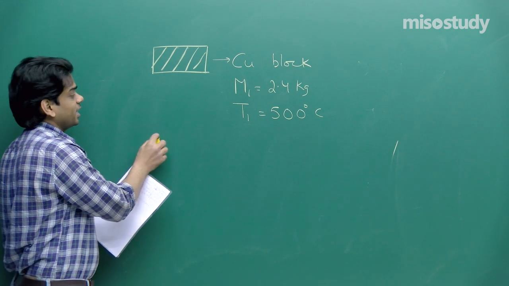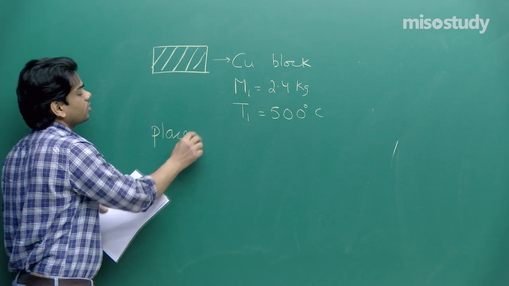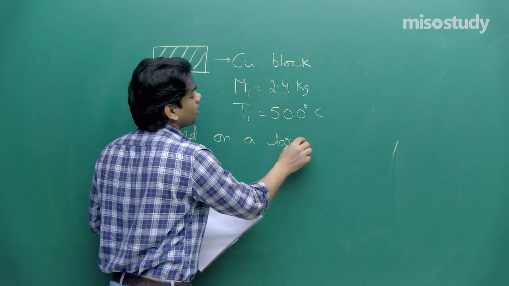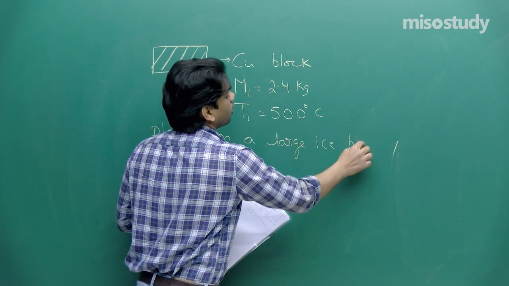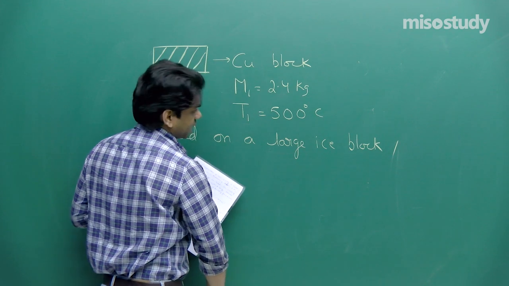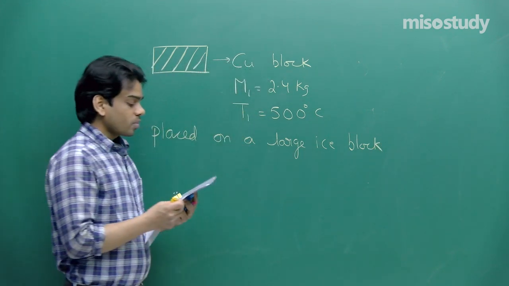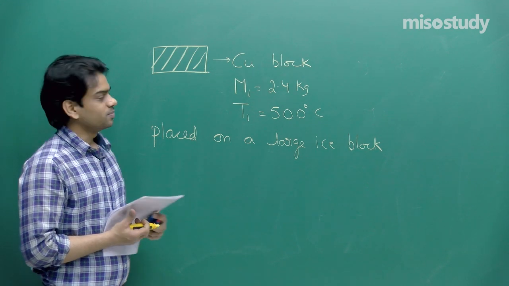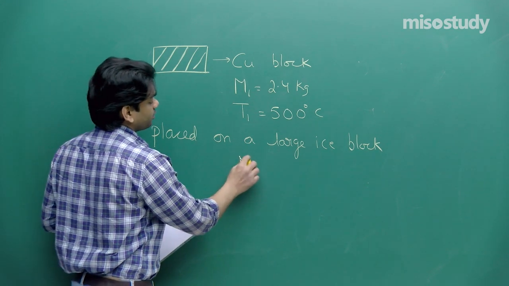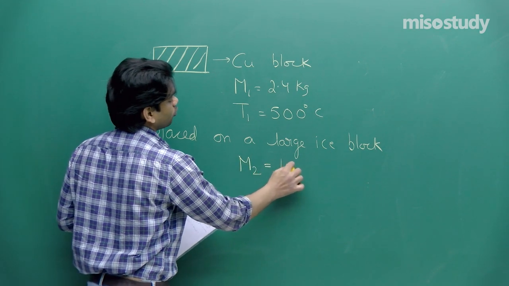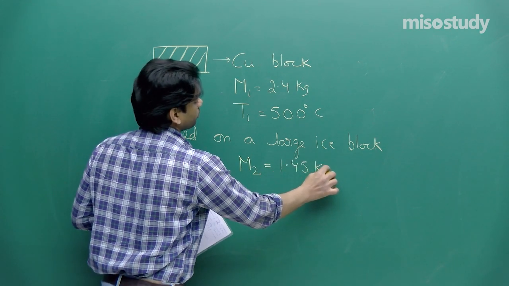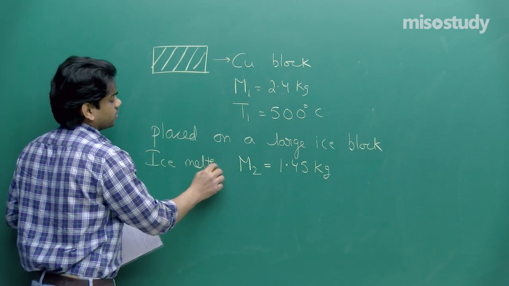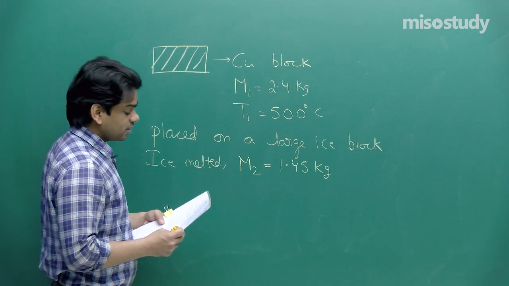Now, after heating, it is placed on a large ice block. This is what has been provided to us. Let's go ahead. The amount of ice melted is found to be 1.45 kg. Ice melted, so let me write M2, ice melted, is 1.45 kg. That is M2, that is 1.45 kg.